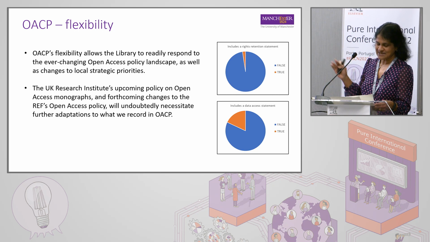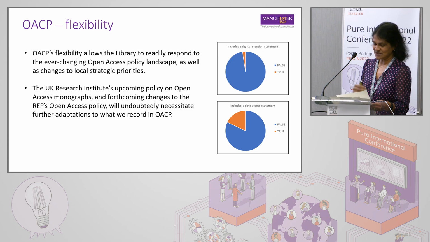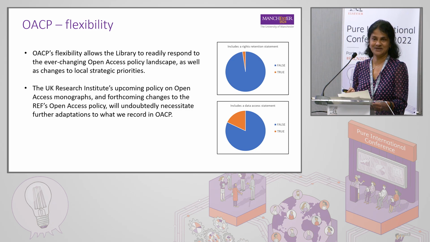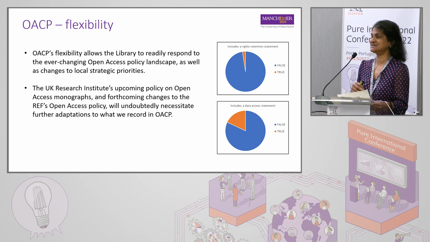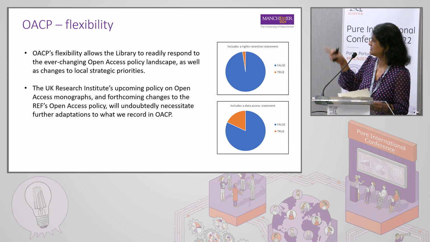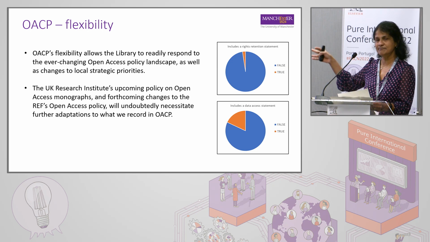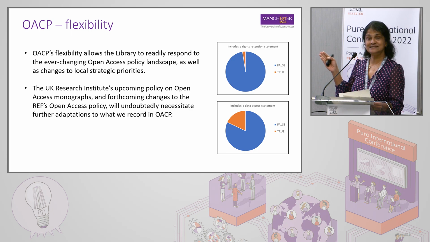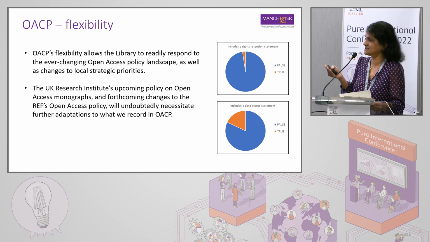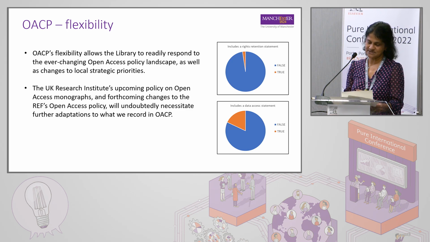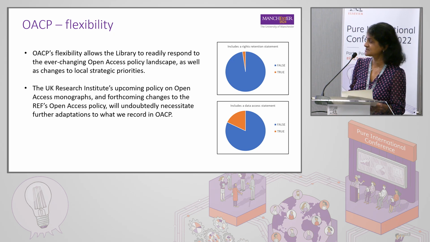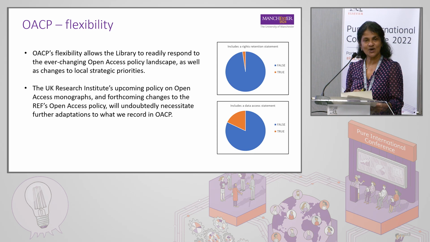The flexibility of OACP allows us to respond in an agile way to the ever-changing OA policy landscape and to local strategic priorities. For example, recently we introduced the right to retention statement and data access statement. This is a report showing how many records are complying with that. It's a good example of how flexible this schema is. UKRI's upcoming policy on OA monographs and forthcoming changes to REF OA policy will undoubtedly require capturing additional fields as part of this application.